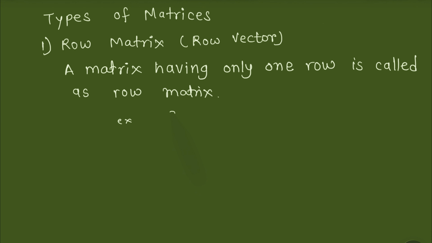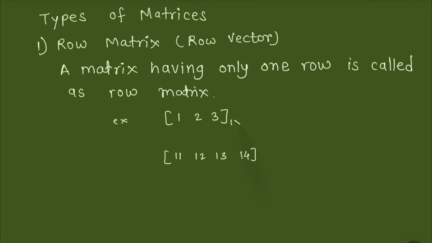Example: 1, 2, 3 or 11, 12, 13, 14 are row matrices with the order 1 cross 3 and 1 cross 4 respectively. The order of the row matrix is 1 cross n, where n is greater than or equal to 1.